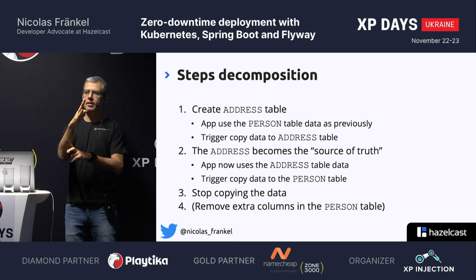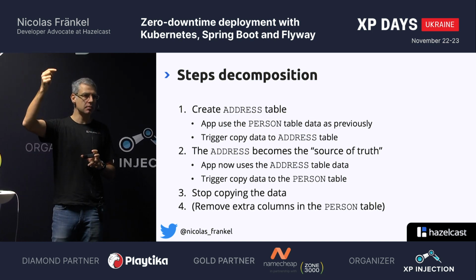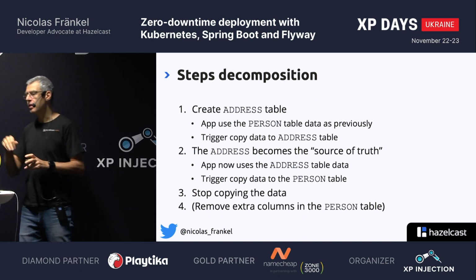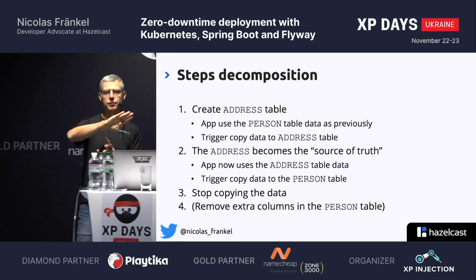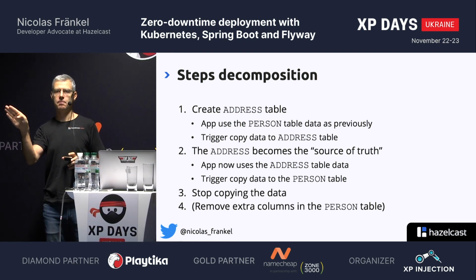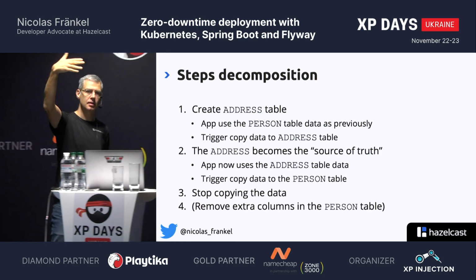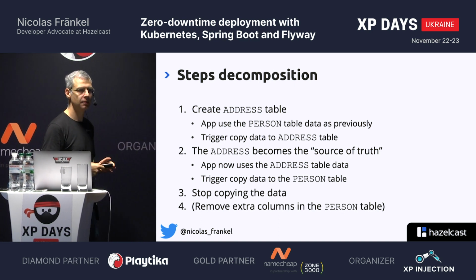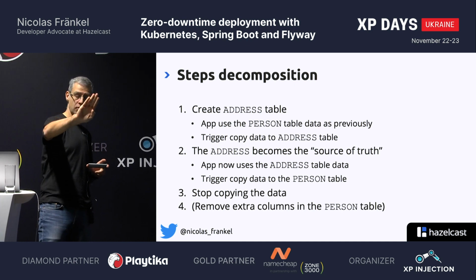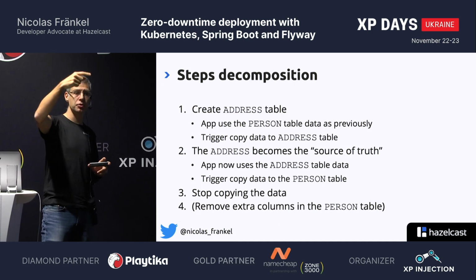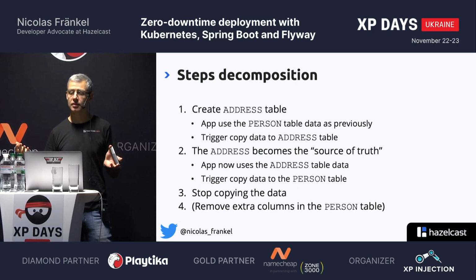And if I need to roll back, that's fine, because actually the data will still be in the person table. Okay? Next step is to change the source of truth. So now the source of truth becomes the address table. And now every time I make changes to the address table, I copy the data back to the person table. If I need to roll backward my changes, the app will still use the person table, which has every data that I need. So it still works.